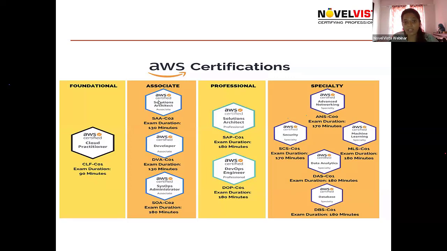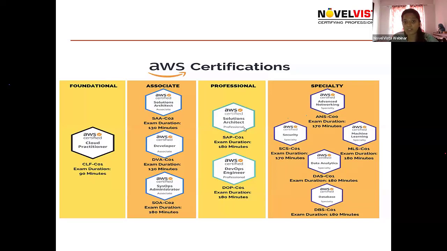Then after that, the AWS Solution Architect certification, that is the associate certification. That is what we are focusing on now, AWS Solution Architect. Then the Developer certification, which is for developers. As per your development interest and developer skill, you choose this Developer certification. Then there is the SysOps Administrator certification, which is provided by AWS.